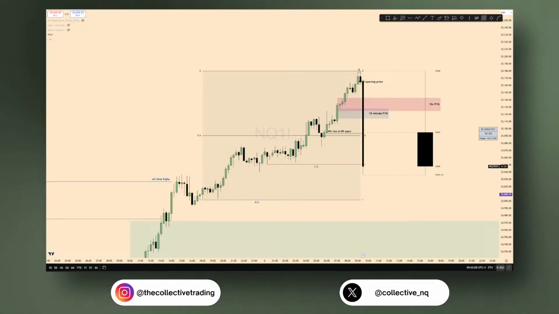Still doesn't beat the April volatility we had. April 300, 1-minute candle. Yeah. What was that, the 13th or something?